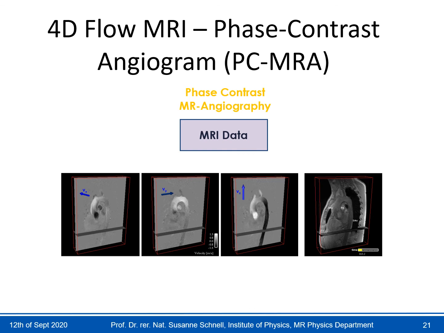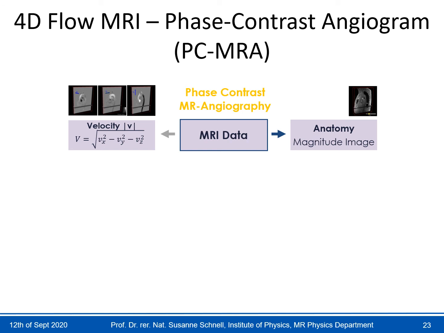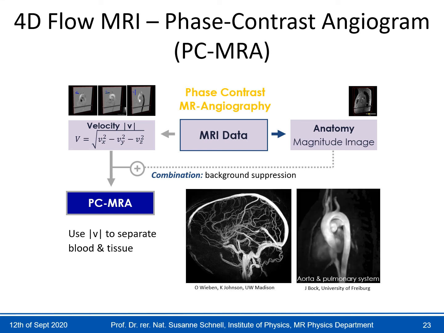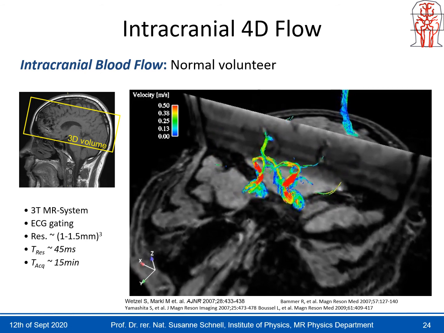With 4D flow MRI, you also need to calculate a phase contrast angiogram, as I mentioned earlier. This is typically done by using the anatomy image, the velocities, and a combination of the velocities somehow. You combine the velocities with the anatomy in order to suppress the background, and then you get out an angiogram, such as this brain angiogram or aorta and pulmonary system, as shown here. This angiogram is now used to mask velocities within the vessels.